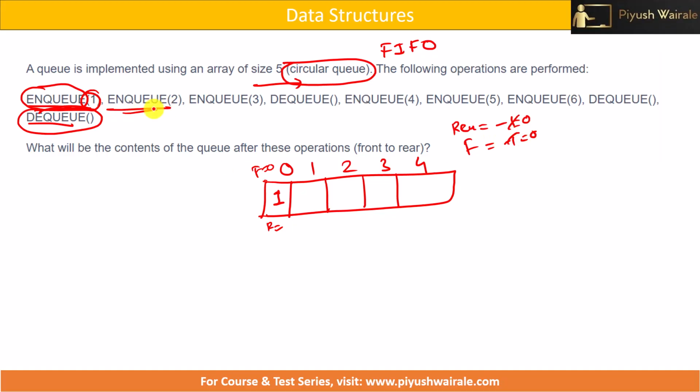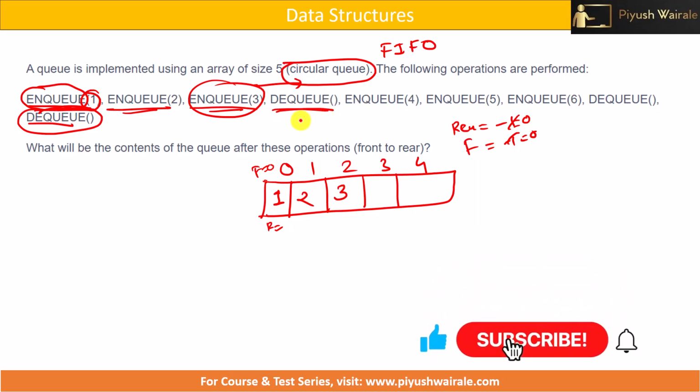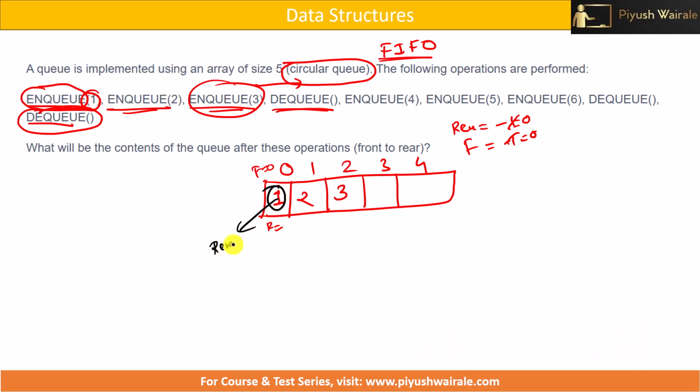Now NQ2, we have to add it here, right? That's it. NQ3, next element 3 at index position 2. Now what happens here? DQ. DQ means, based on the first in first out principle, we have to remove 1 from the array. So we have removed this one. Now this becomes my front and this becomes my rear. So front is position 1 and the rear is 2.